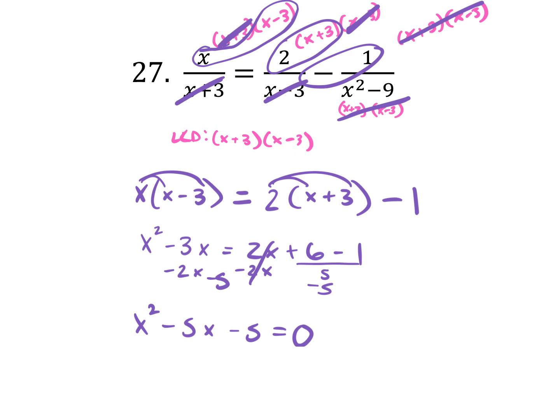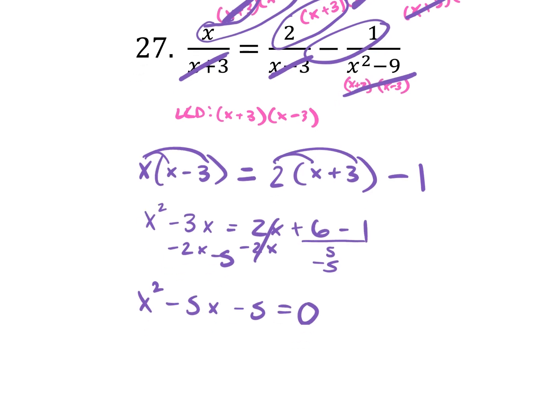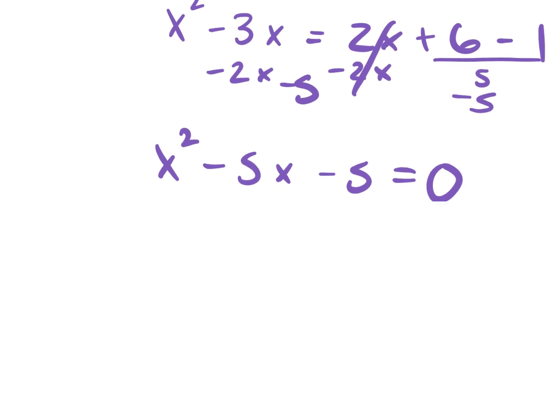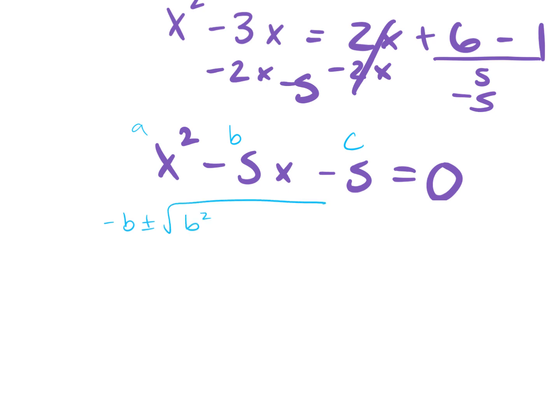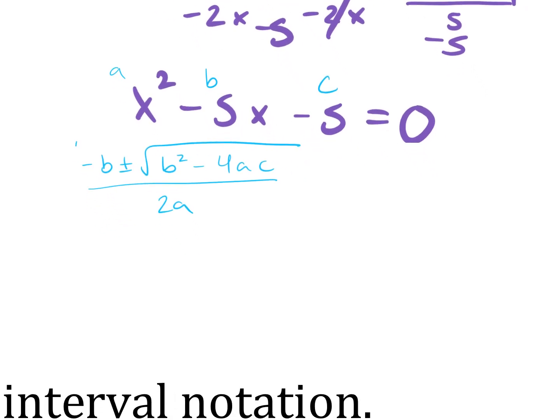Does this factor? No. So what do we have to do if it doesn't factor? Quadratic. So we have our a, b, and c. The quadratic formula is negative b plus or minus the square root of b squared minus 4ac over 2a. You have to know the quadratic formula for tomorrow. So make sure you know that.